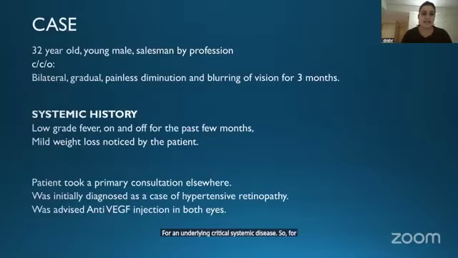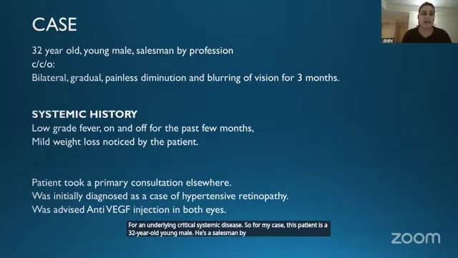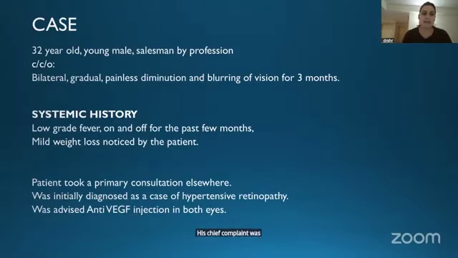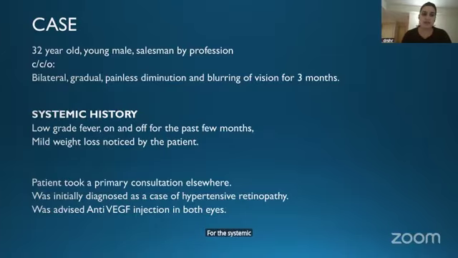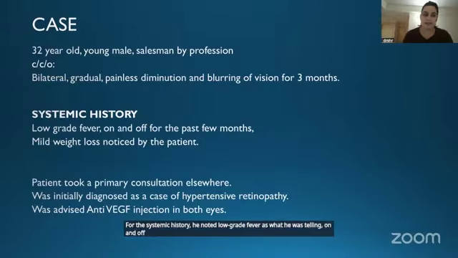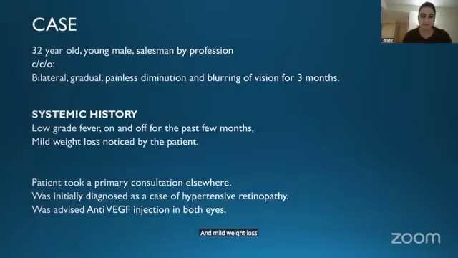So for my case, this patient is a 32-year-old young male. He's a salesman by profession. He presented with a bilateral, gradual, painless diminution and blurring of vision for 3 months. For the systemic history, he noted low-grade fever, on and off for the past few months, and mild weight loss was noticed by the patient.